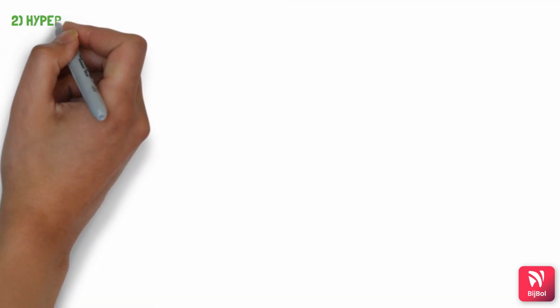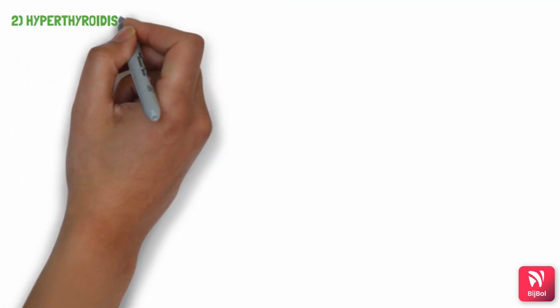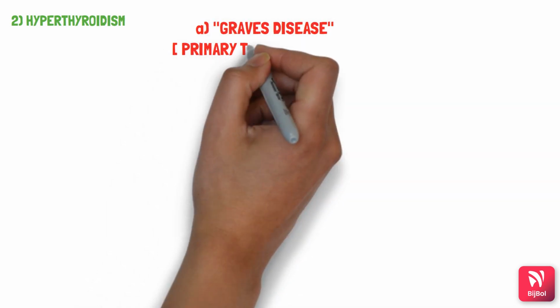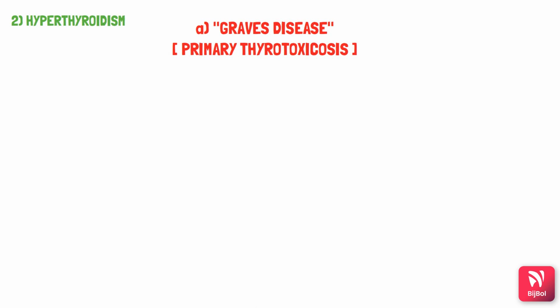Okay, let's talk about the etiology of hyperthyroidism now. In this, we are going to talk about Graves' disease. What is Graves' disease? It is also called primary thyrotoxicosis.